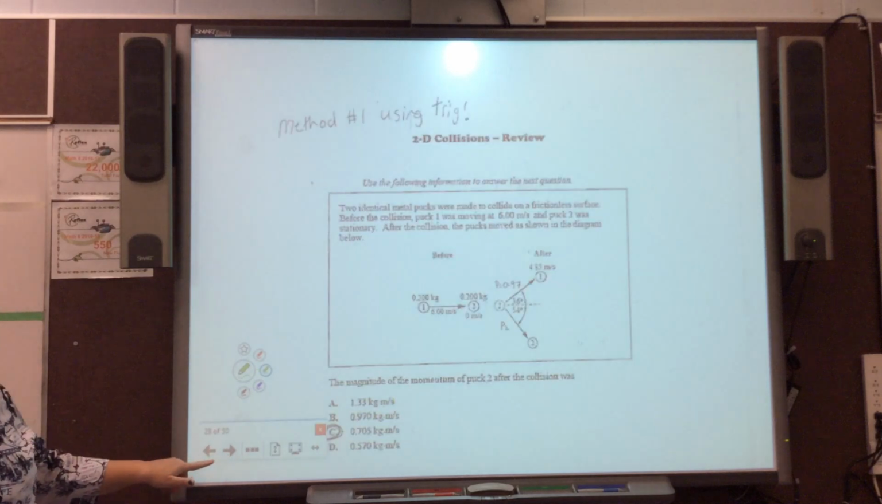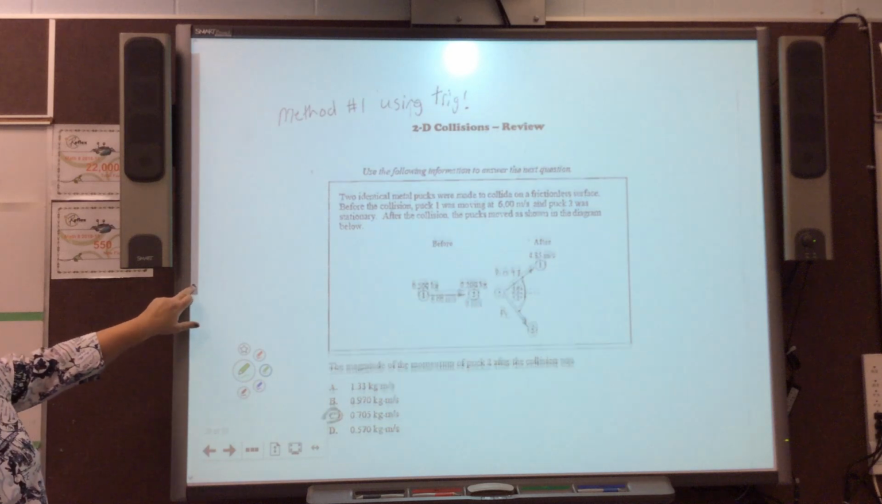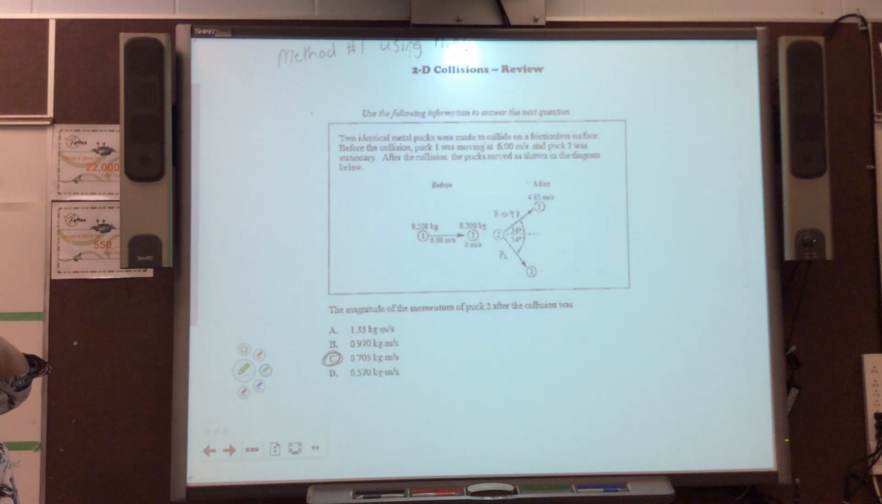Okay, I'm going to give you guys about 5 minutes to try this one using trig. The answer's there, but you have to be able to show your work. I thought you wanted us to find the answer. No, I want to see your work.